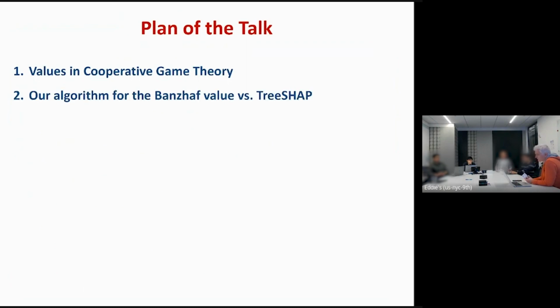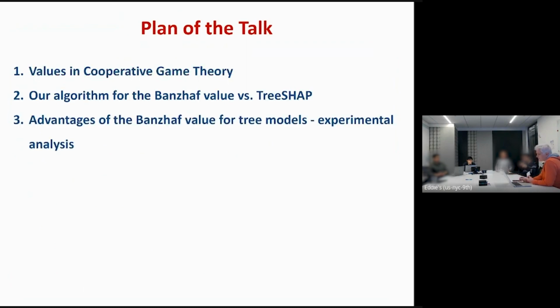So what I will be talking about is these three things. I will give you some more insight on how to define these values in cooperative game theory, how to define Banzhaf and Shapley values. I will give an explanation of our algorithm for the Banzhaf value versus the TreeSHAP value. And I will give you some more experimental results and a bit of theoretical reasons why one should prefer the Banzhaf value over the Shapley value, at least in the context of trees.